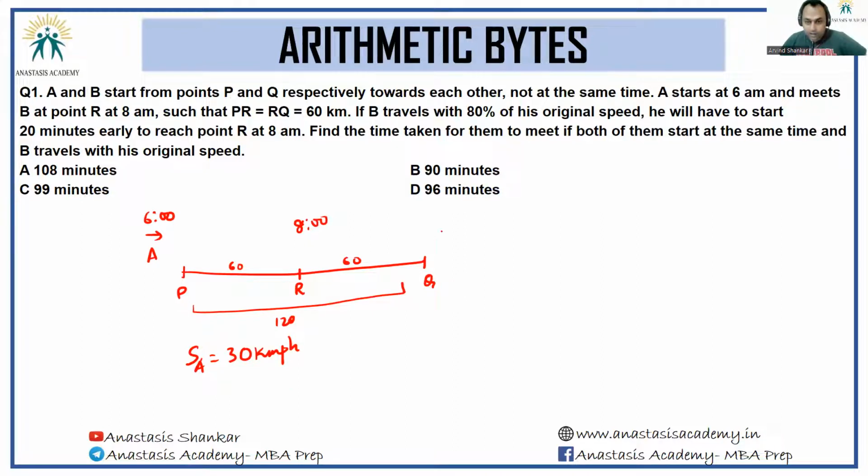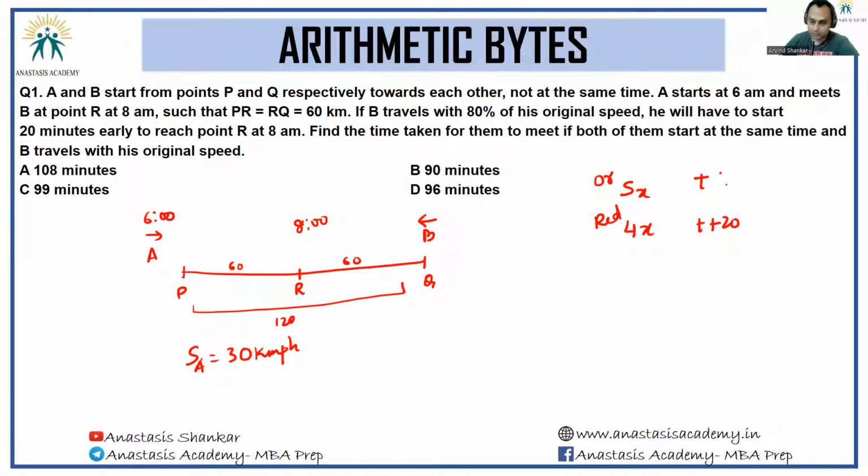For B, who is traveling from Q, we don't really know what his speed is, but we are told if B travels with 80% of his original speed, he will have to start 20 minutes early. So I'm saying if his initial speed was 5x, his new speed will be 4x. If his initial time was t, his new time will be t plus 20. So 5x and 4x: this is the original speed, this is the reduced speed, this is the original time, this is the increased time.